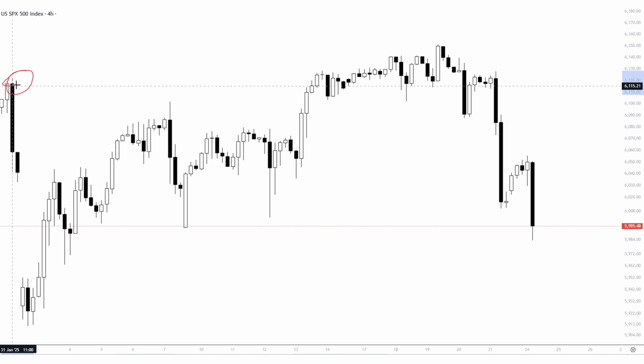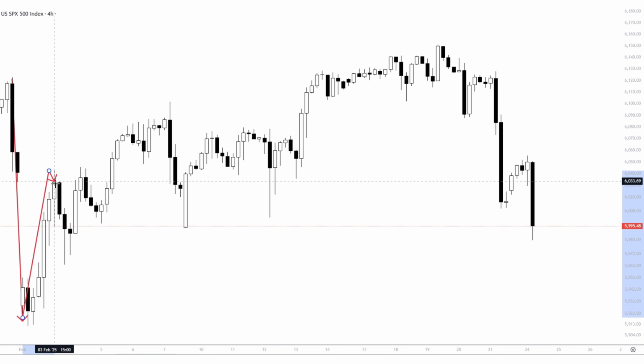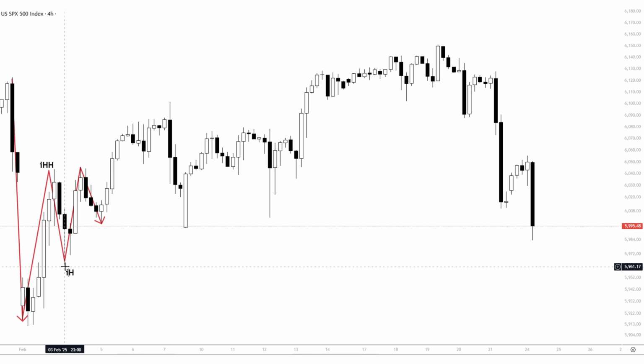Starting from the beginning of the chart, which is a swing high from where the market pushes back down, and then we enter into an internal uptrend, which is simply just an external pullback. This internal uptrend is of course formed with internal higher highs and internal higher lows.